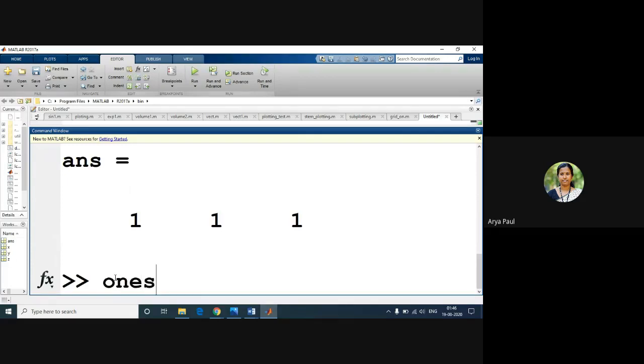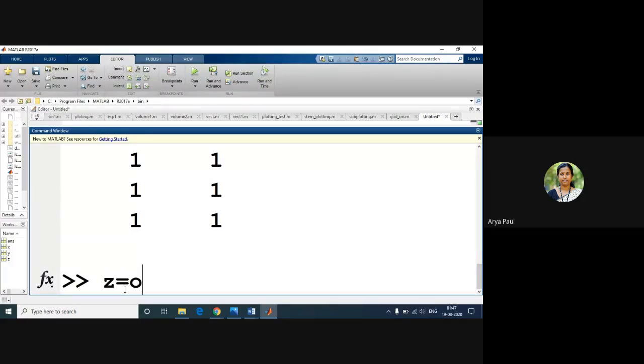Next, you can similarly create a matrix, ones of 3, 2. So 3 rows, 2 columns full of ones. This is a matrix. See here, 3 rows, 2 columns, full of ones.